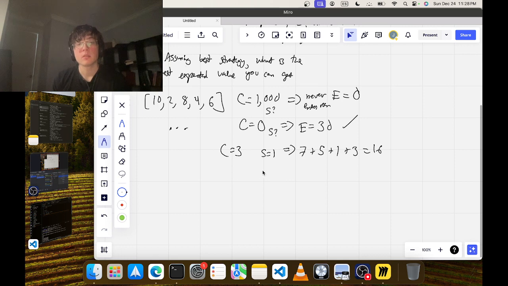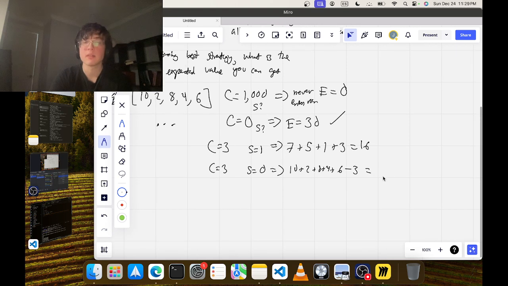We could also do, I think this would be the same. If the probability was 0 that the thieves show up, then you could just wait until the very end, and let's say C equals 3, you can just wait until the very end. Because the thieves are never going to steal the packages, you wait until the very, very end, you get 10 plus 2 plus 8 plus 4 plus 6, and on the last day you have to pay $3 to finally access the packages.